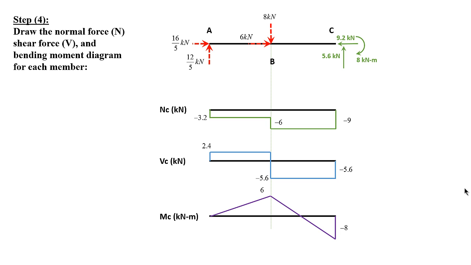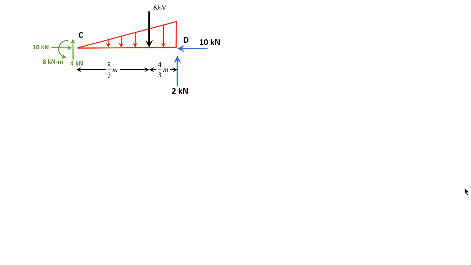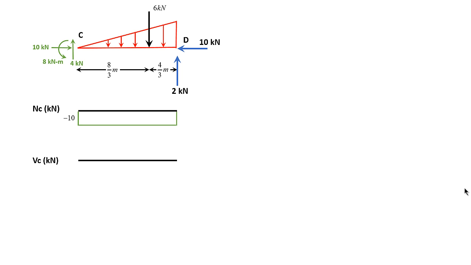Alright, now let's move on to the next one. The next one is a little bit trickier. So this is the next member. If I try to do the normal force, it's obvious the whole member is in compression, and the compressional force is -10. So I go -10 all the way and go up again.